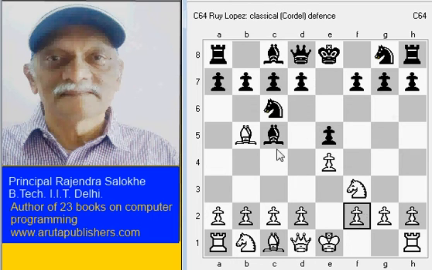Even he can sacrifice his bishop for this pawn, because you have to take that with the king only, and then the king moves and it loses the castling facility. So this is again a good variation. It's called the Classical Cordel defense. Code is C64.